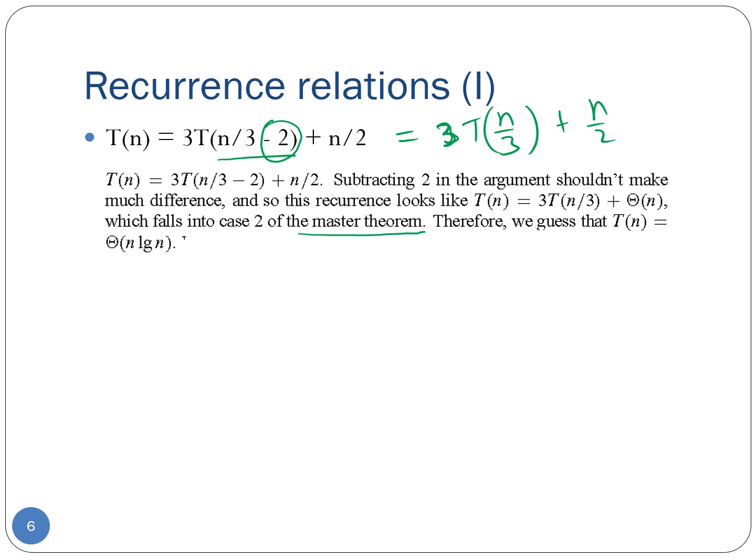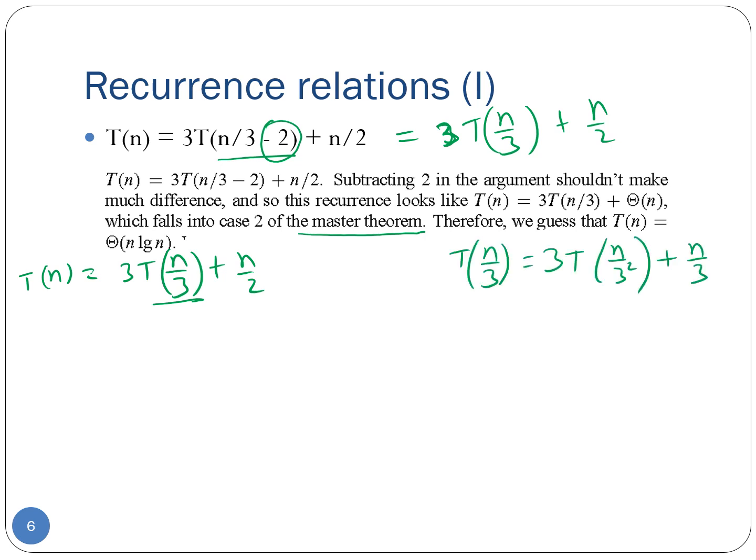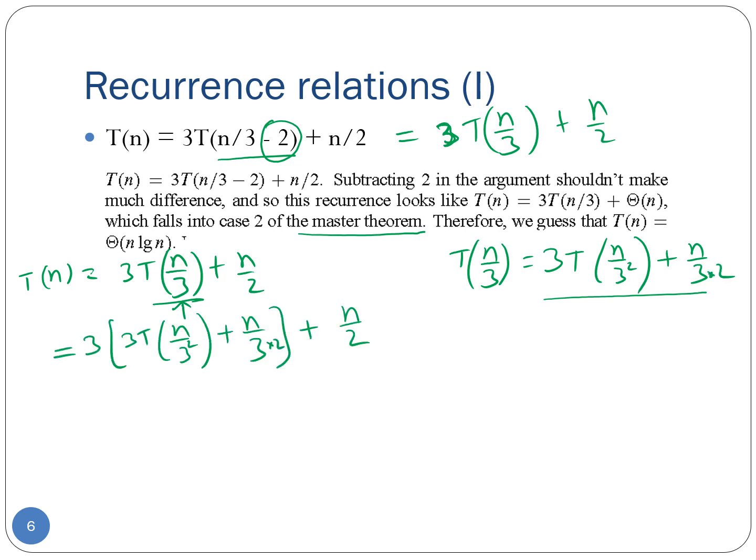But here let's try to solve this iteratively. So we have T of n is equal to 3 times T of n by 3 plus n by 2. Now as usual, let's try to expand this T of n by 3 by substituting n by 3 in this recurrence. So this would be 3T of n by 3 square plus n by 3. So let's now substitute this back here. So our recurrence equation becomes 3 square T of n by 3 square plus n by 2 plus n by 2. So there is a pattern here.